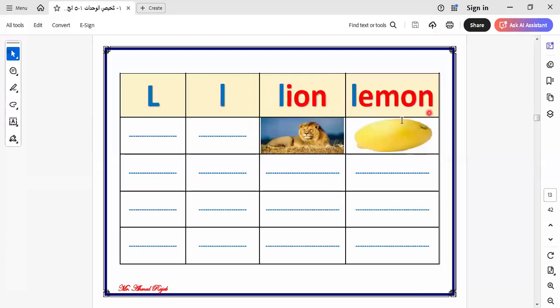Capital L and small l, lion and lemon. Capital L and small l, lion and lemon. All of us go to the zoo and see the lion. I think all of us know the lion, and I think all of us have watched it on TV.